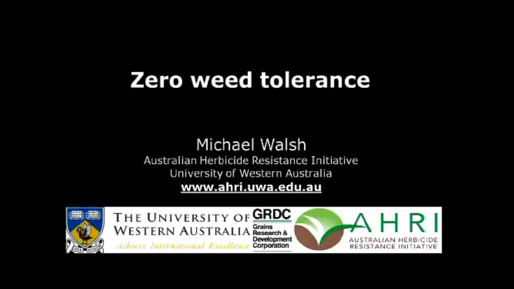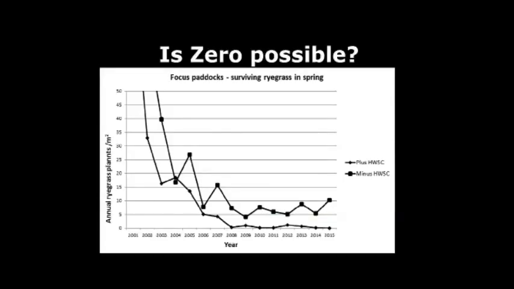Last but not least, we have Michael telling us about zero weed tolerance. Michael, take it away. Okay, thanks, Ari. Yeah, so zero weed tolerance, I think that's the era that we're in now. We're looking to get our weed populations down to the lowest possible level, and it's all about increasing productivity. So this is a graph produced from some data by a colleague of ours at AARI, Peter Newman. It's a focus paddock study, so it's commercial fields where Peter has been monitoring the population of annual ryegrass in these fields over a 15-year period now.